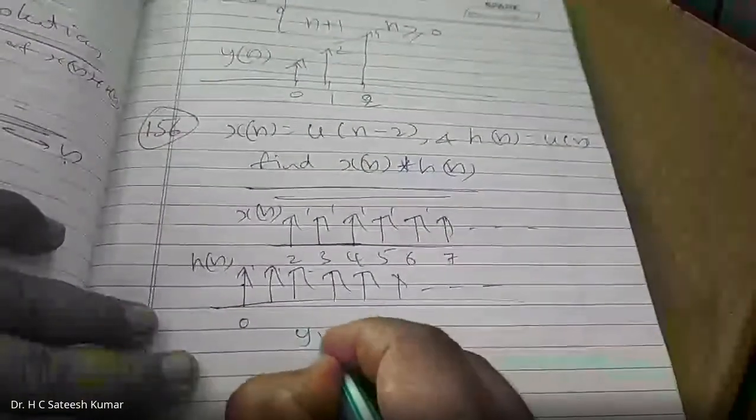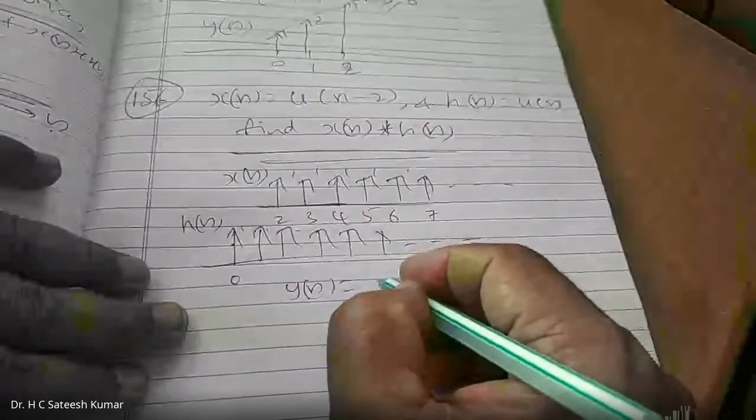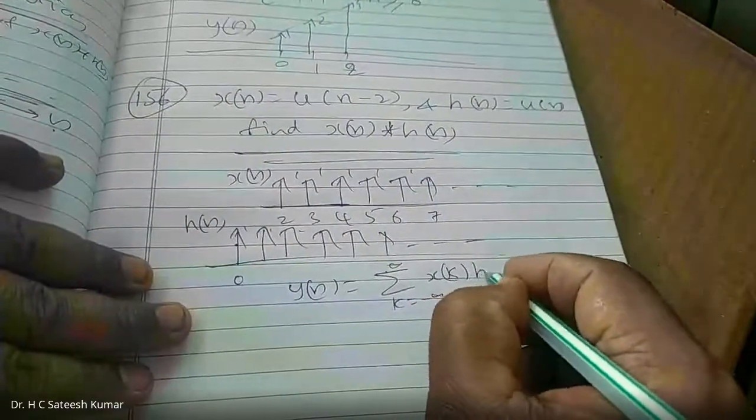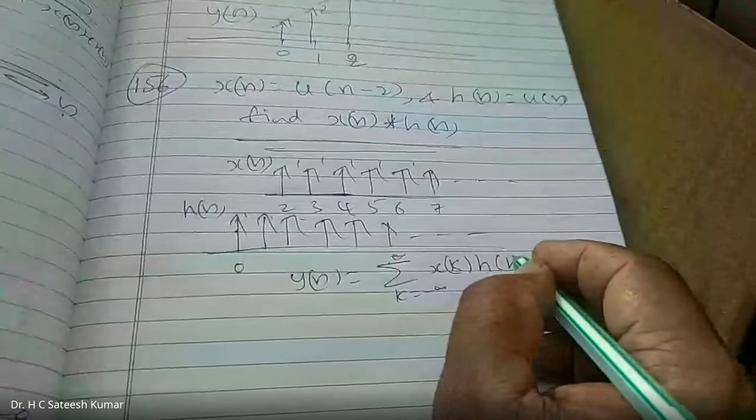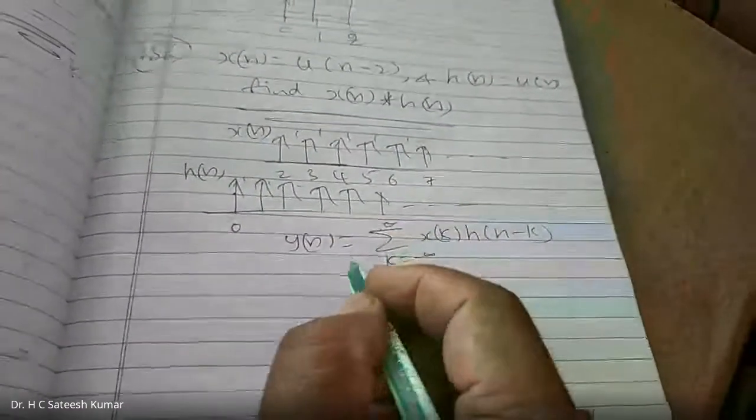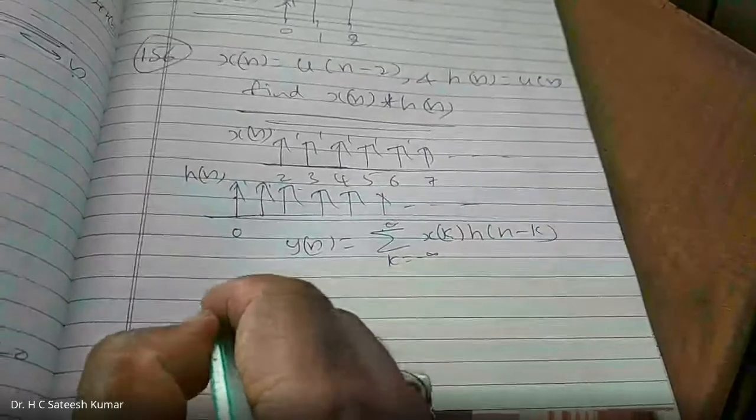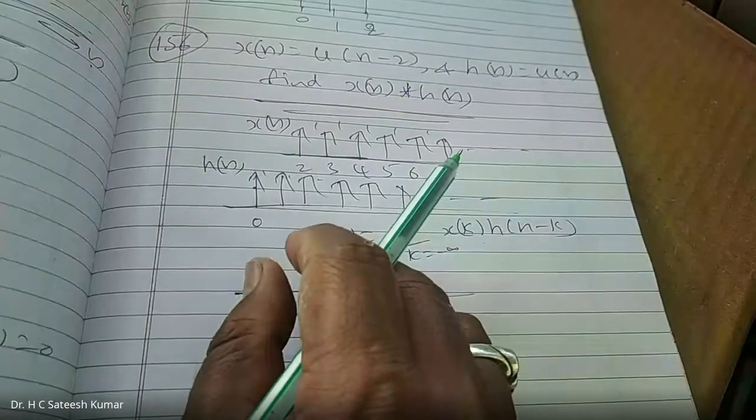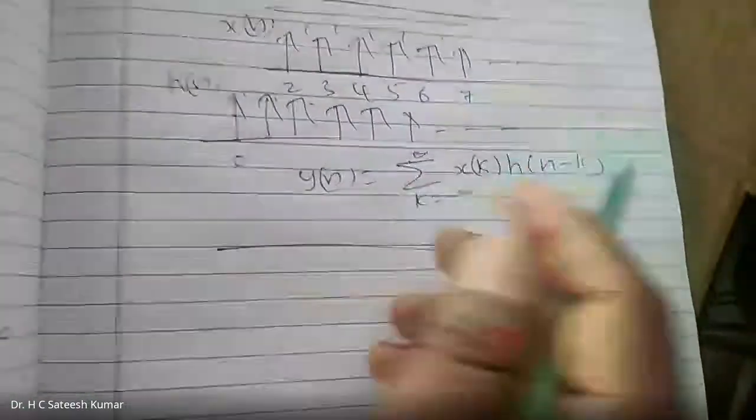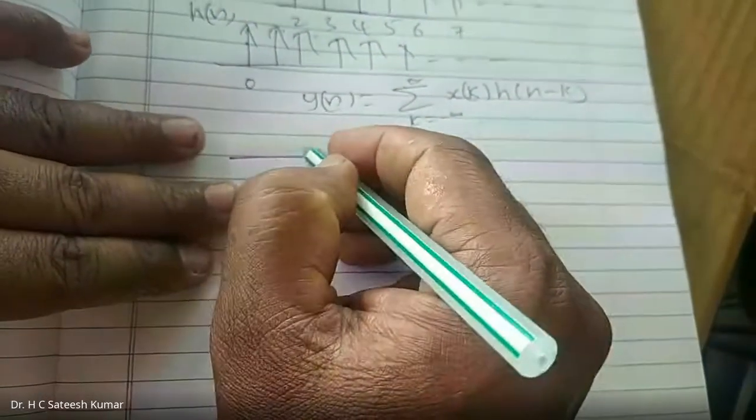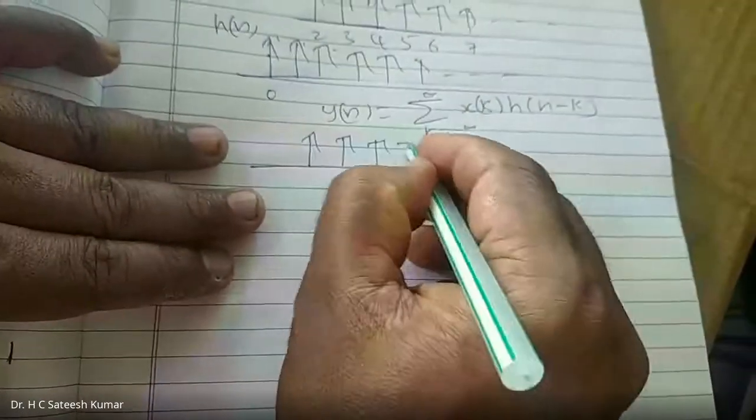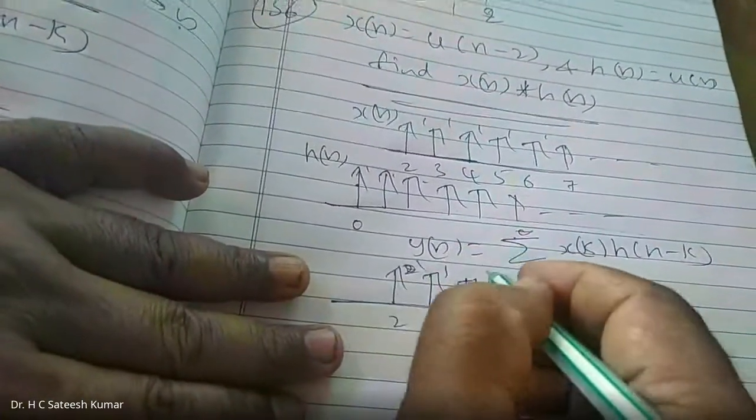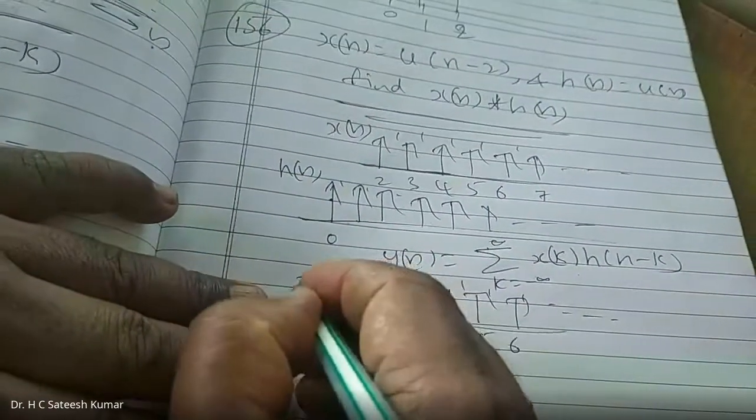But what is your y of n? Y of n is equal to the summation k varies from minus infinity to plus infinity, x of k into h of n minus k. Now, x of k is from where to where? One below the other, how many cases can you expect? Both of them are infinite, so only two cases you can expect, right? This is from 2 to infinity: 2, 3, 4, 5, and so on, with values 1, 1, 1. This is your x of k.